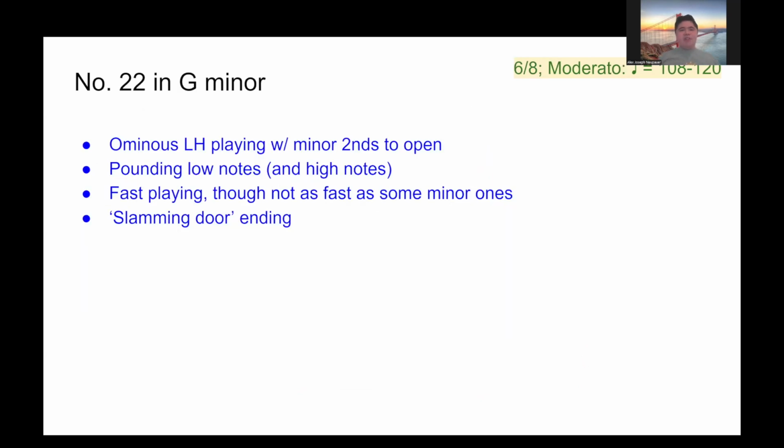That brings us to number 22 in G minor. This piece starts out with ominous left-hand playing, with the initial interval being a minor second. There's pounding low notes and pounding high notes. And it is a fast prelude, although not as fast as some of the other ones that I just showed you. And it too has the slamming door ending.